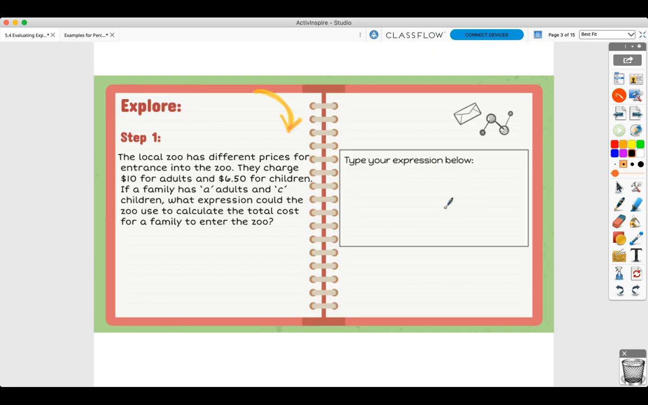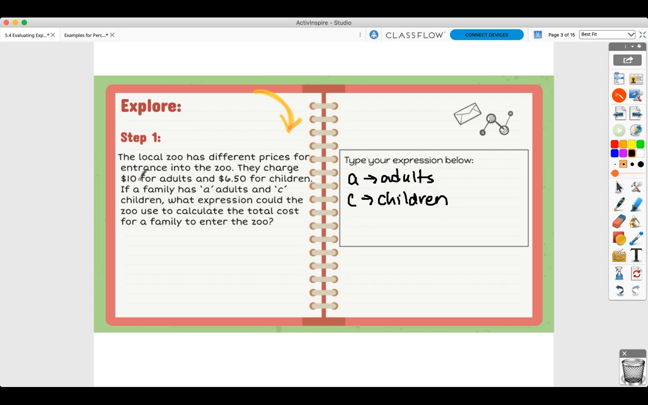So let's explore a little bit the purpose of expressions and variables. So the local zoo has different prices for the entrance into the zoo. They charge $10 for adults and $6.50 for children. If a family has A adults and C children, what expression could the zoo use to calculate the total cost for a family to enter the zoo? So they're telling you that A is adults and C is children.